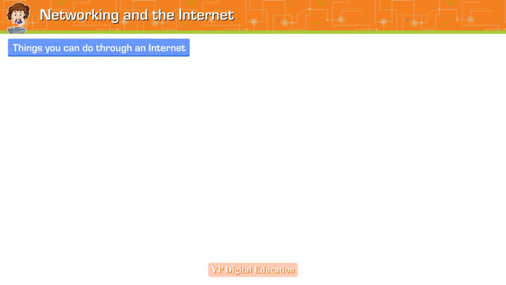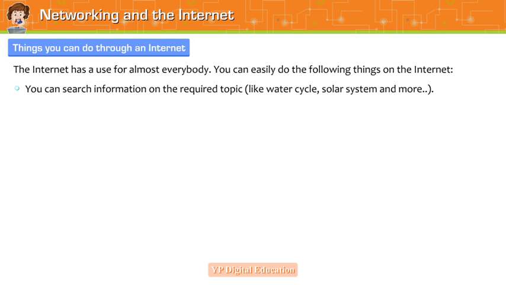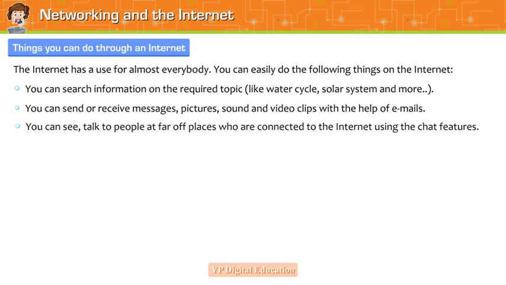Things you can do through the Internet. The Internet has a use for almost everybody. You can easily do the following things on the Internet. You can search information on the required topic like water cycle, solar system, and more. You can send or receive messages, pictures, sound, and video clips with the help of emails. You can see and talk to people at far-off places who are connected to the Internet using the chat features.